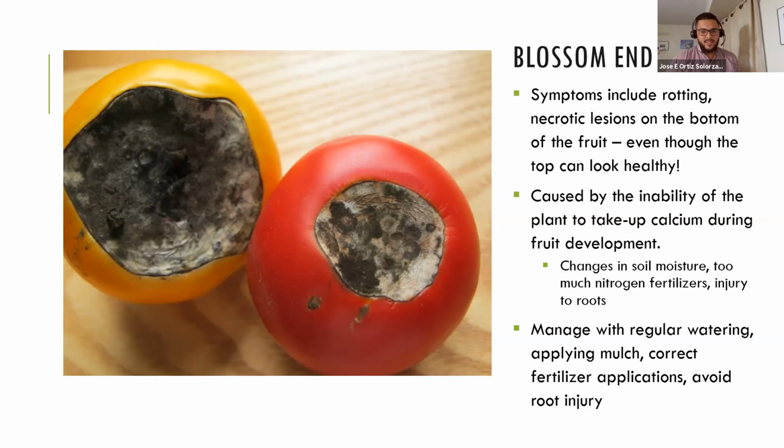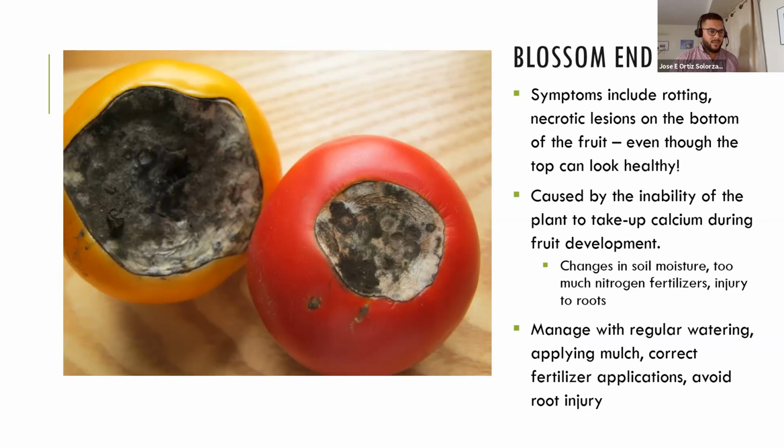So how do you manage this? The management involves regular watering programs; you need to have a constant watering protocol. The lack of water can lead to this problem. The excess of water can lead to this problem. So you need to have a balance and follow the water requirements of the plant. Also, apply mulch to keep the moisture in the soil.